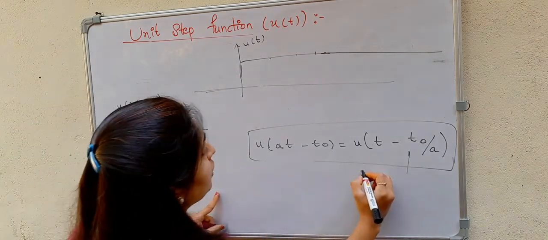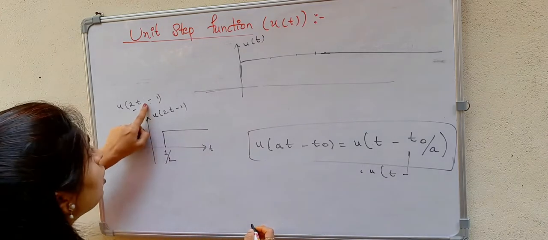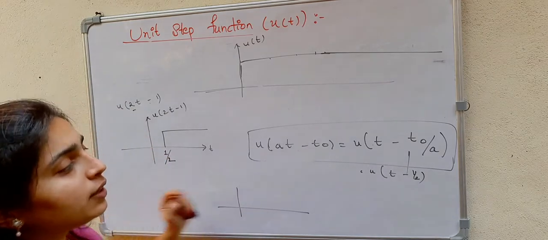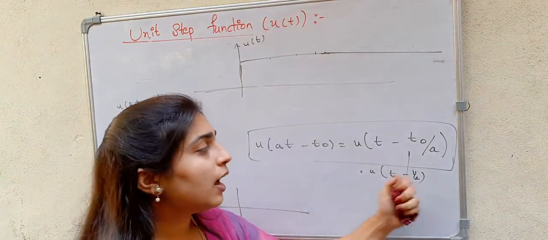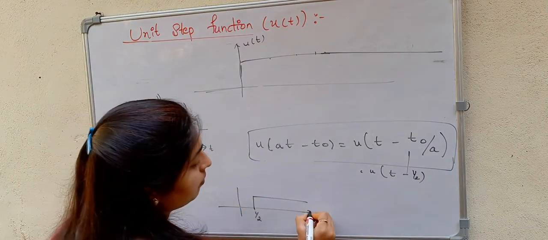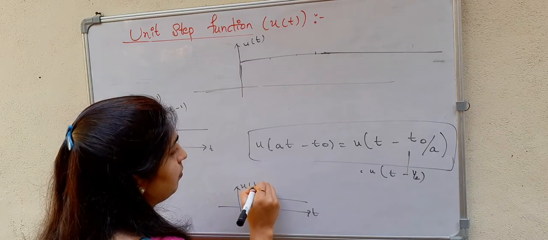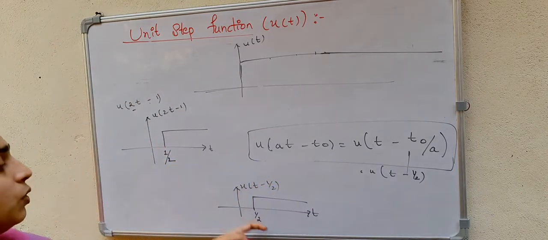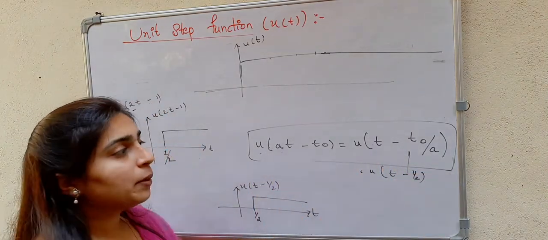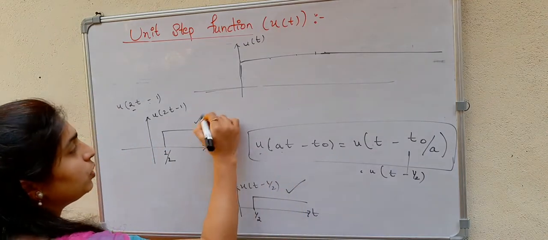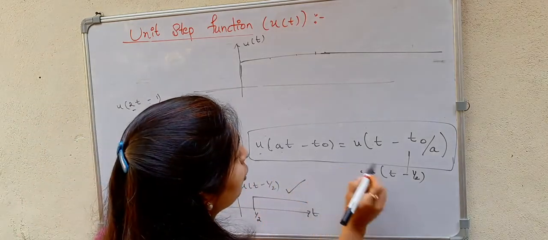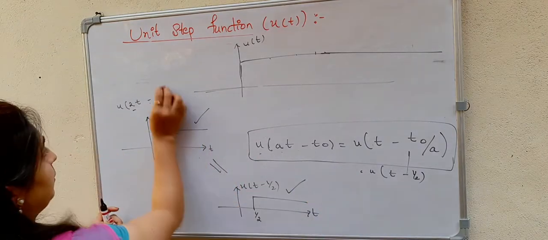If I consider this u of t minus t naught by a, it will be equal to 1 by 2. So now I will plot u of t minus 1 by 2. That means you are going to get the delayed signal, and it will be delayed by 1 by 2 units, right? So from these two, I can confirm that u of a t minus t naught is equal to u of t minus t naught by a. Okay, so both are equal, right? These two. So this is another important formula to be remembered.